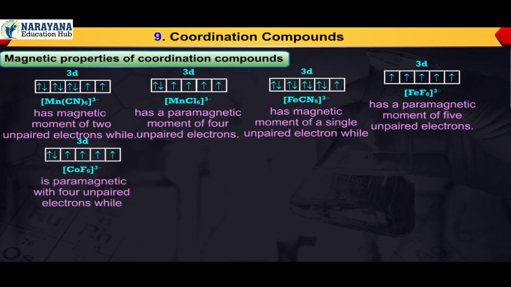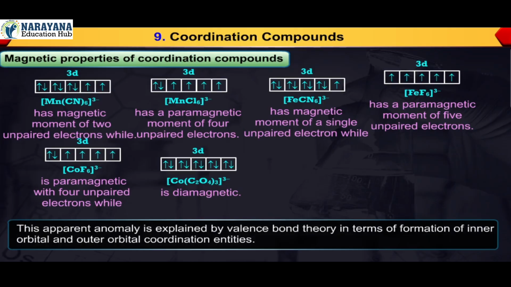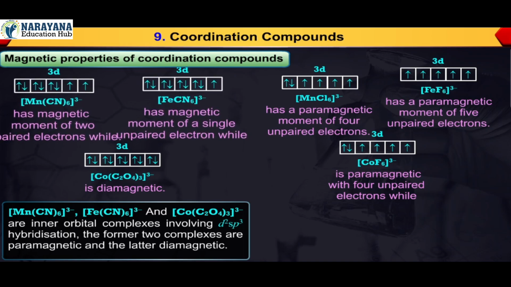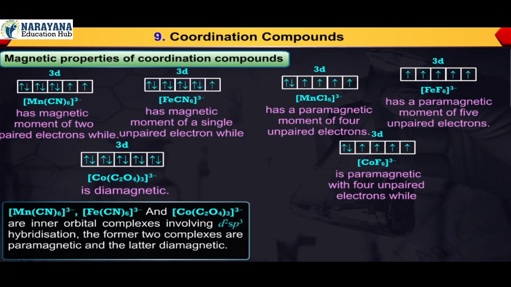[CoF6]3- is paramagnetic with 4 unpaired electrons, while [Co(C2O4)3]3- is diamagnetic. This apparent anomaly is explained by valence bond theory in terms of formation of inner orbital and outer orbital coordination entities. [Mn(CN)6]3-, [Fe(CN)6]3- and [Co(C2O4)3]3- are inner orbital complexes involving d2sp3 hybridization. The former two complexes are paramagnetic and the latter diamagnetic.